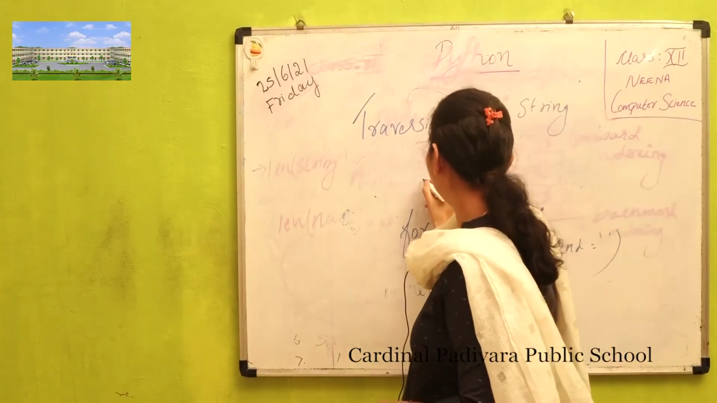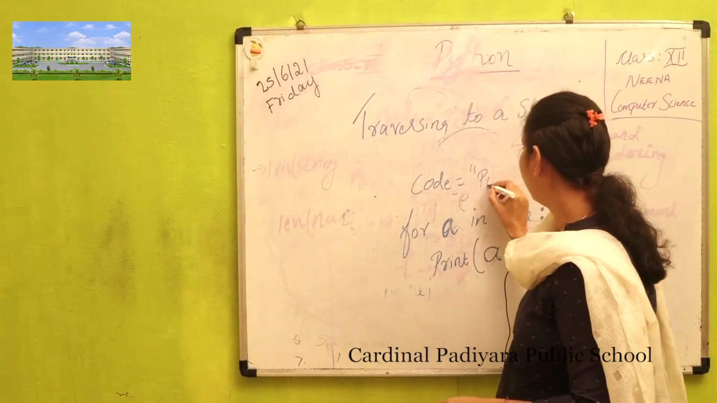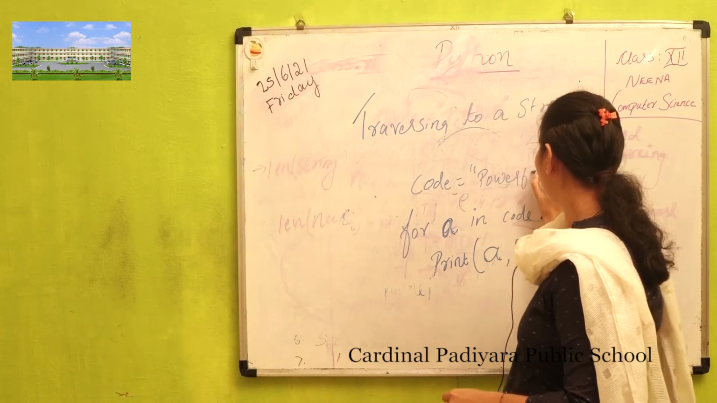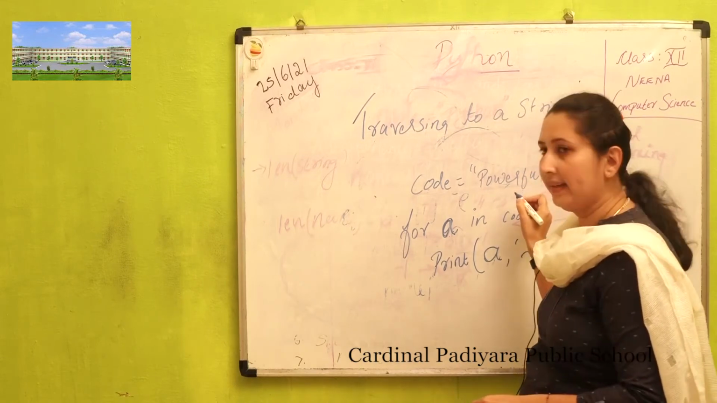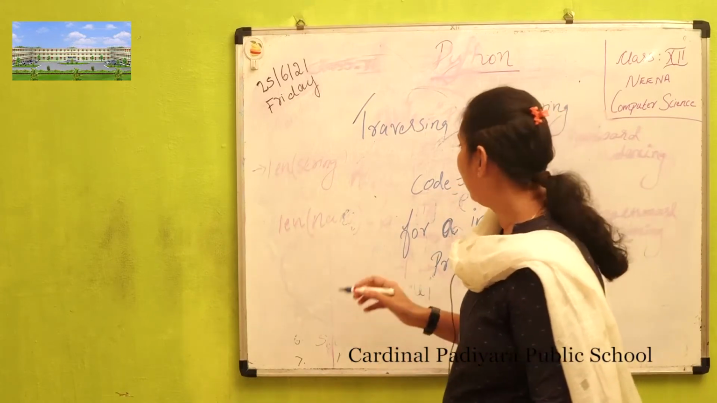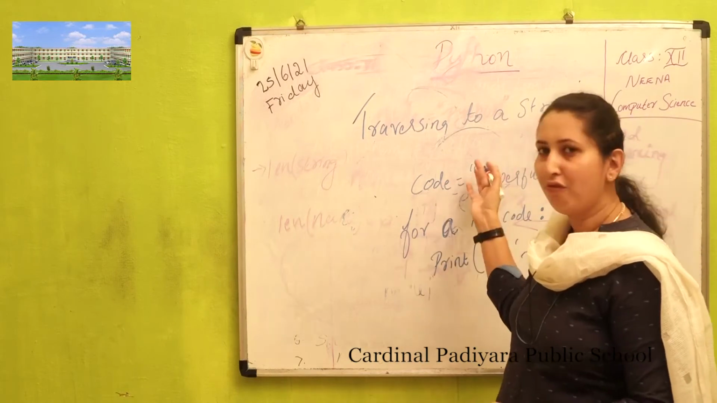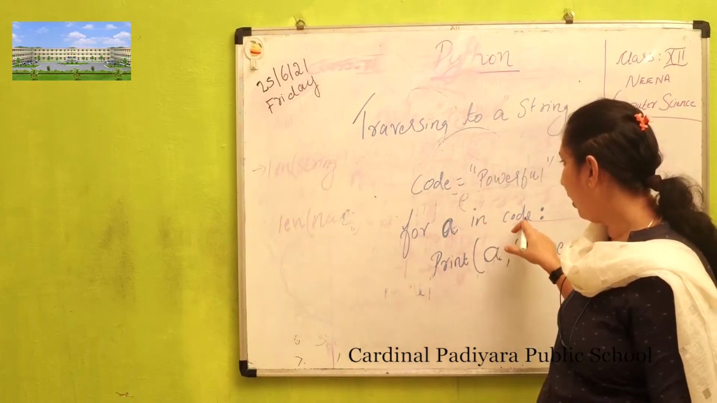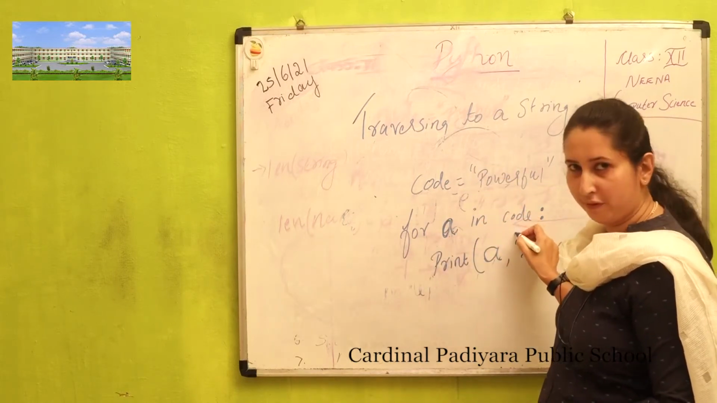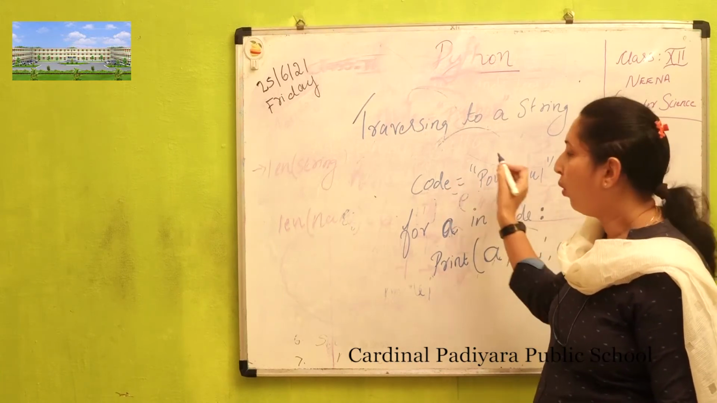Chord equal to powerful. This is a string, and this string is assigned to a variable chord. If you want to travel from one element to another, we use a for loop. For any variable A in chord, A in powerful. We get the value in chord; powerful is stored in chord.